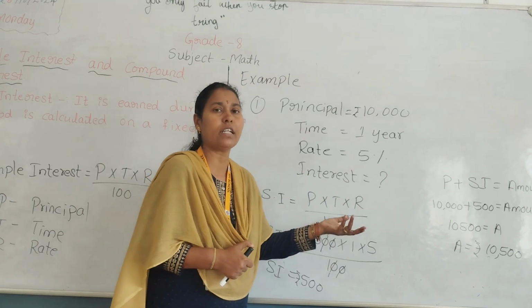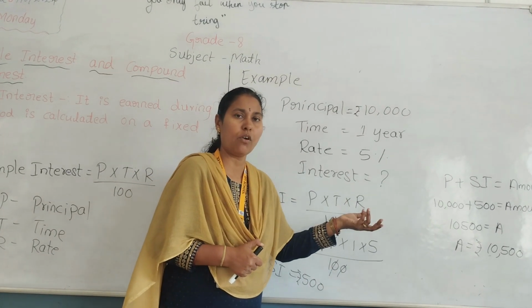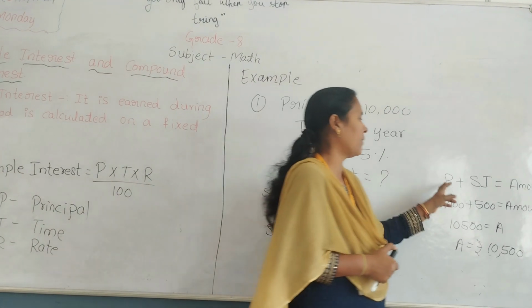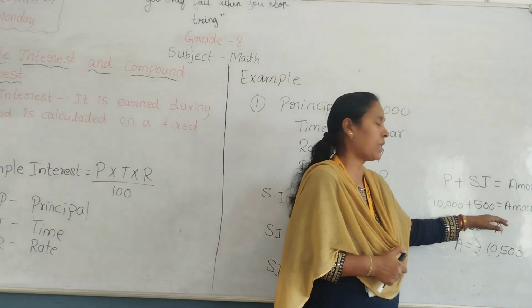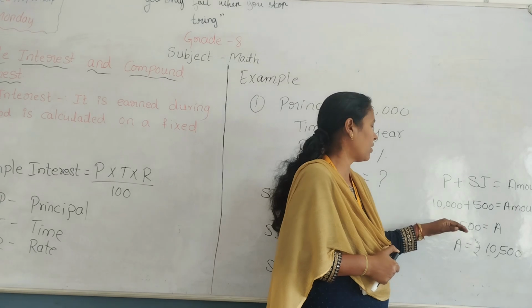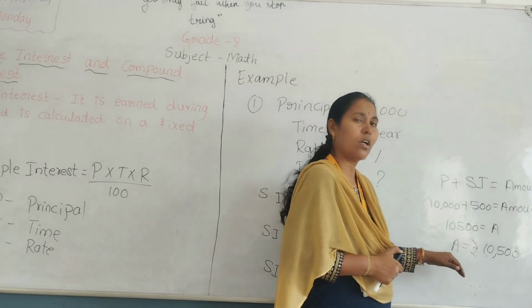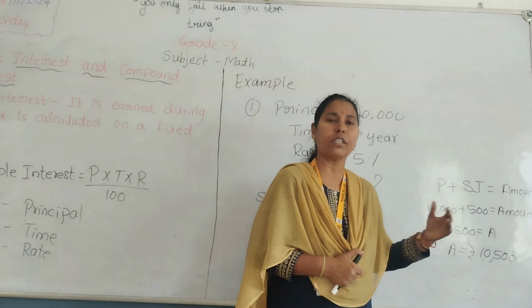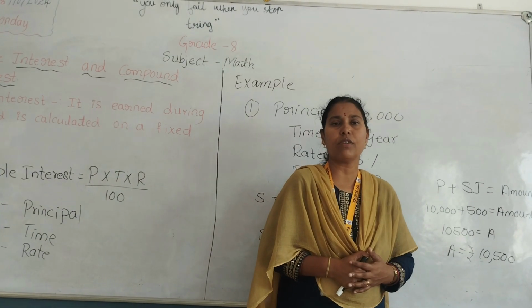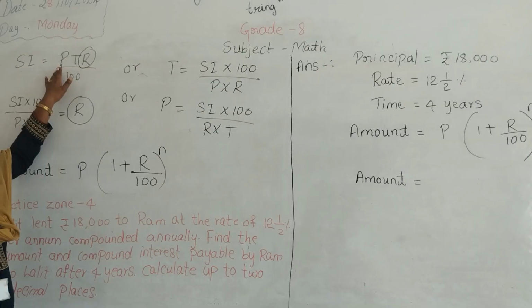Principal plus interest is the amount we will pay to the bank, children. Principal plus simple interest equals amount. 10,000 plus 500, how much? Amount. Now how much amount do we have to pay? 10,500 to the bank, or to whomever we are taking the amount from.